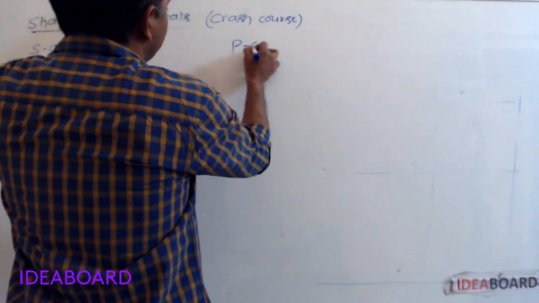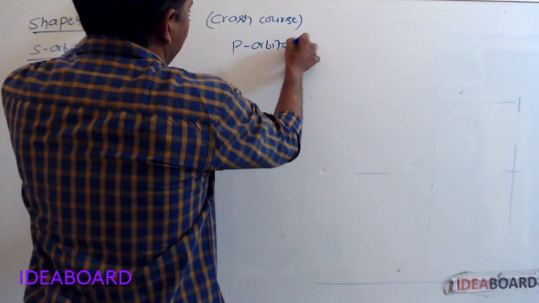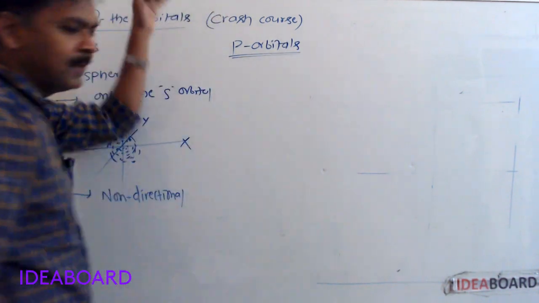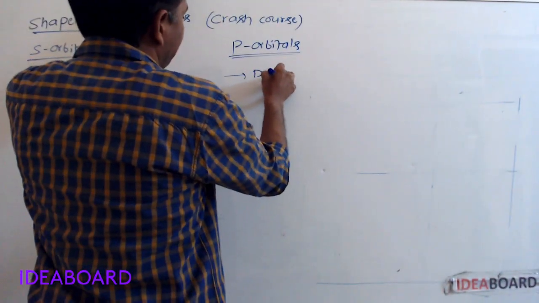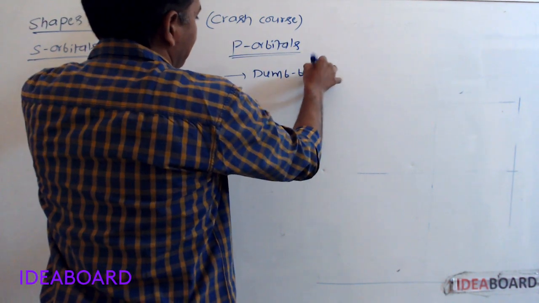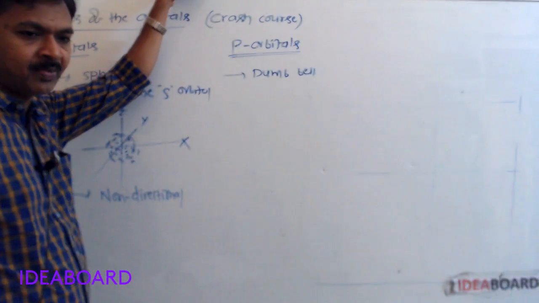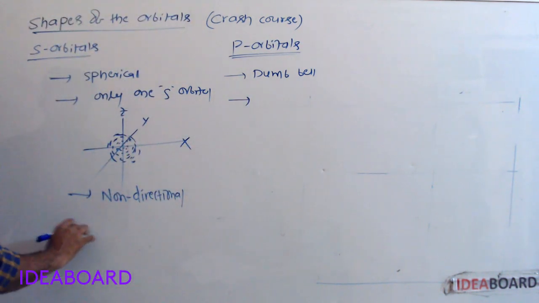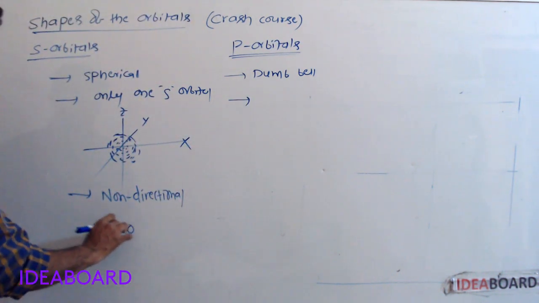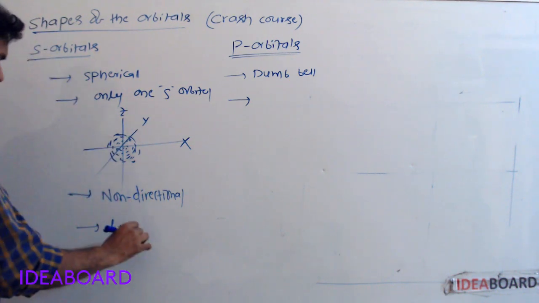Next, p orbitals. P orbital shape is dumbbell shape. Here for s orbitals, L value is 0. L value 0 means m should be 0.